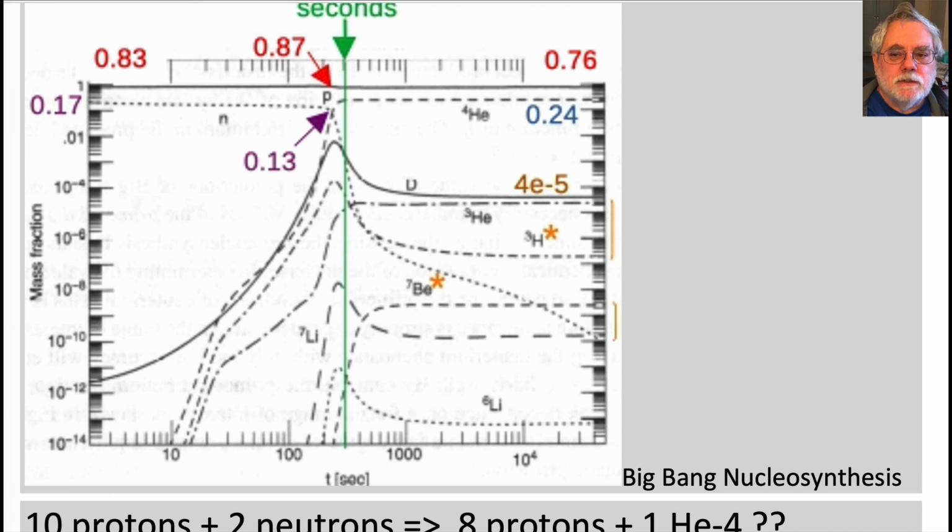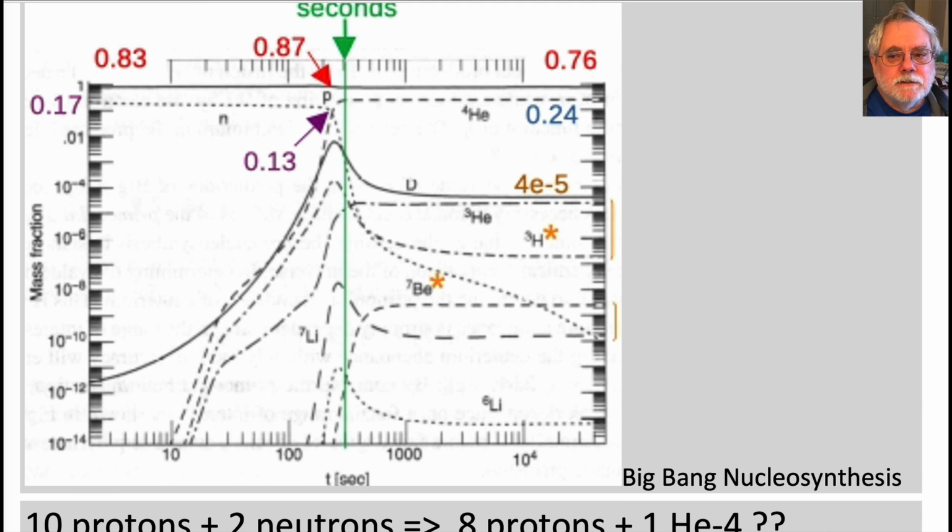A neutron is electrically neutral and readily binds with a proton via the strong nuclear force to form deuterium, hydrogen 2, 1 proton and 1 neutron. The binding energy of deuterium is 2.22 million electron volts, loosely bound for a nucleus. This fusion step to form deuterium does not require the high temperatures of the cores of stars because there is no Coulomb repulsion between a proton and a neutron. The neutron is electrically neutral.